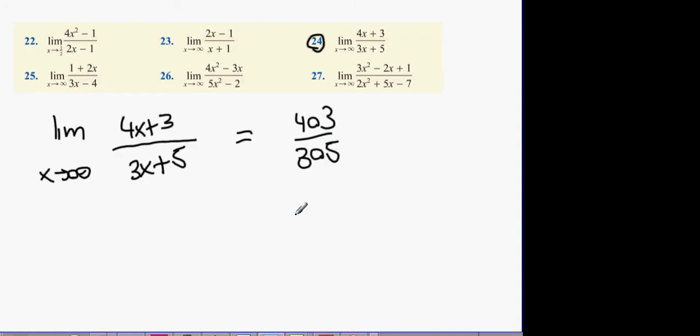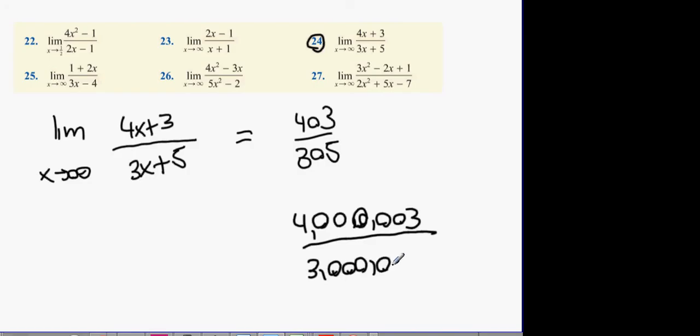If x is a million, it'll be 4,000,003 divided by 3,000,005. What you can see is that the 3 and the 5 are so small in comparison to 4 million and 3 million that they more or less don't matter anymore. So this is what's called a limit as it approaches a really, really big number. You can see that's eventually going to become 4 over 3.